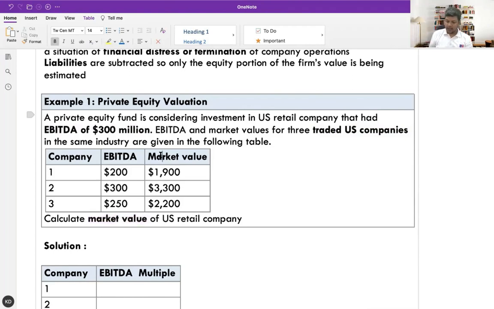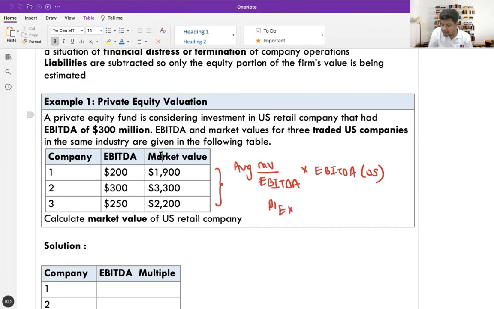Now, guys, out of these three companies in the same industry, I will get the industry average market value to EBITDA ratio. Am I correct? Clear? Yes. Can I do that for the three companies? And if I multiply that with the EBITDA of this US retail company which I'm looking for, then I can get the market value of this US company, isn't it? It's like you take the P/E ratio of the industry, multiply by the earnings of your company, and you get the price of the company that you're looking for.